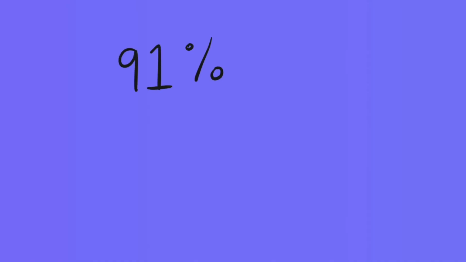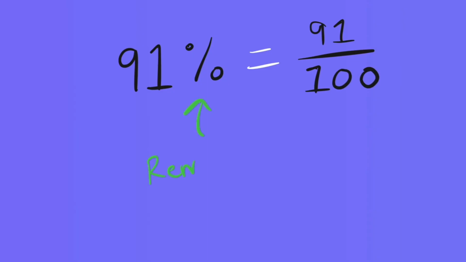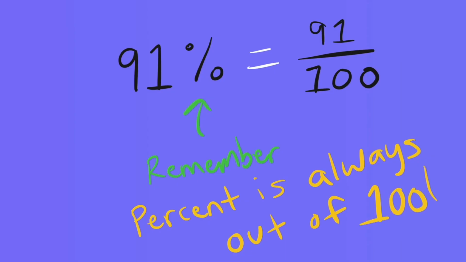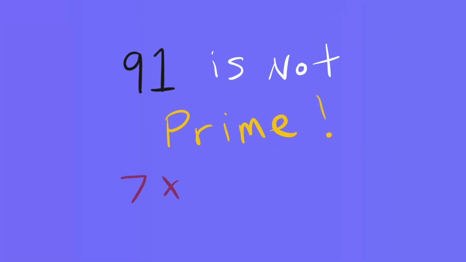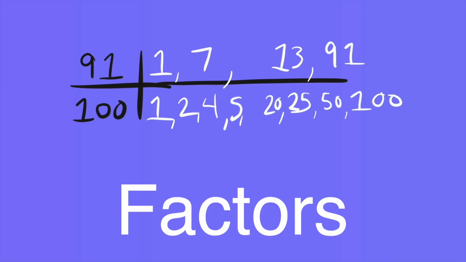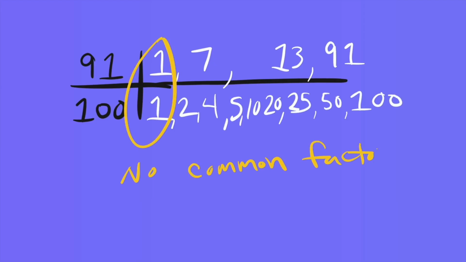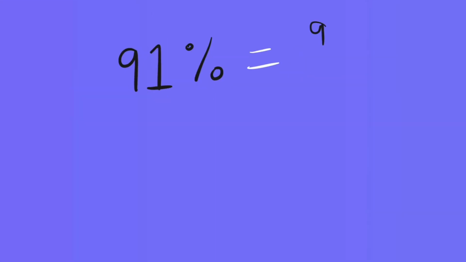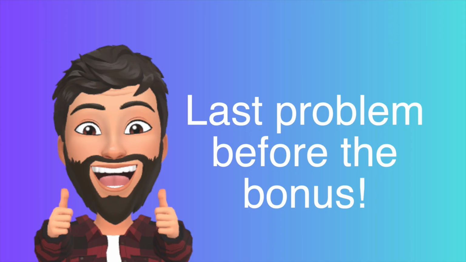91%. 91% can be written as 91 over 100 because it's 91%, 91 per 100. Now, 91 is not prime, even though a lot of people tend to believe it's prime. Its factors are 1, 7, 13, and itself 91. 100 isn't divisible by 7, 13, or 91. So you would also leave 91% as just 91 over 100, and you wouldn't simplify or reduce that. All right, let's move on to the last problem here.